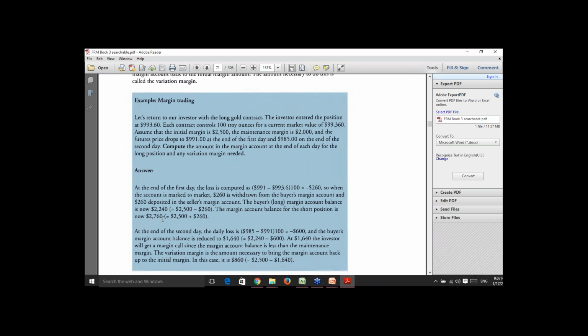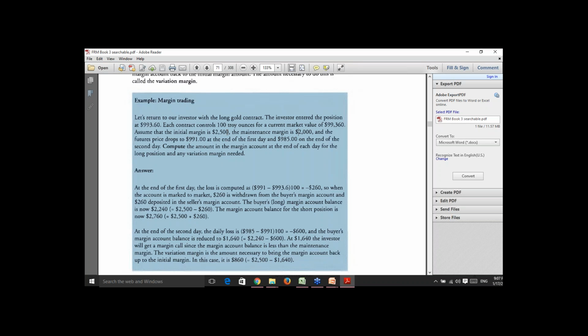Now, the margin account balance of the short position is now how much? 2,760. So what happens is when you buy, you pay 2,500, and the same contract is sold by somebody. So there is a buyer who buys at 2,500. He pays the initial margin as a security deposit. And there is a seller at the same time who also puts the 2,500 as a security deposit. So that is the initial margin both give to the stock exchange.